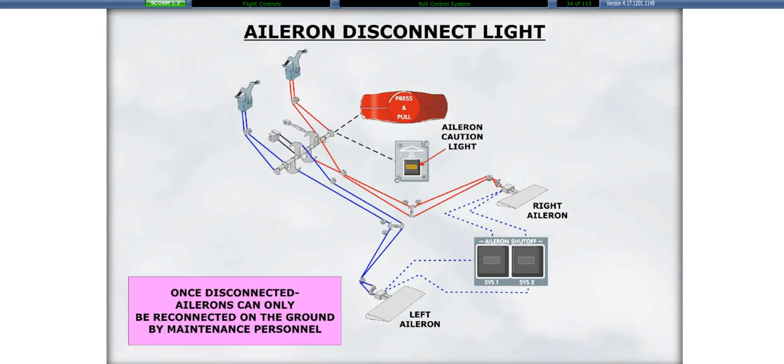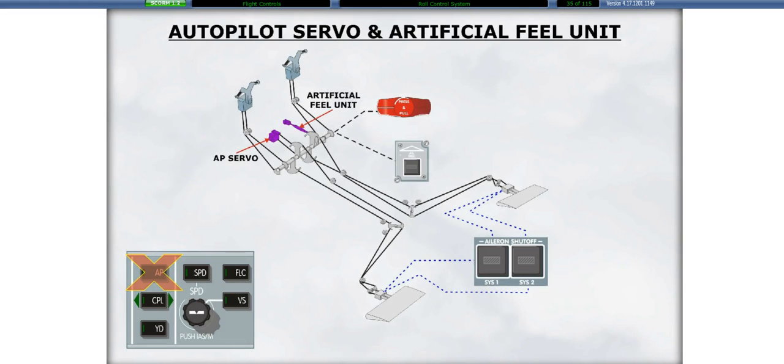Once disconnected, the aileron disconnect light located on the center pedestal illuminates, and each control wheel will only control the associated aileron. Once disconnected, the ailerons can only be reconnected on the ground by maintenance personnel. An autopilot servo is connected on the left side of the torque tube. The roll trim servo and the artificial feel unit are connected to the right side of the torque tube. In the event of an aileron disconnect, the artificial feel unit will only have authority on the right side and the autopilot must not be used.